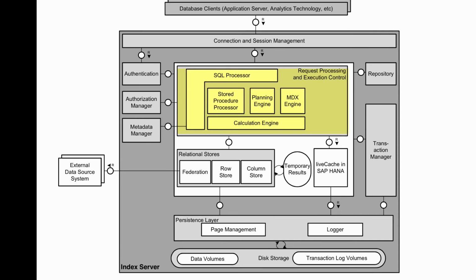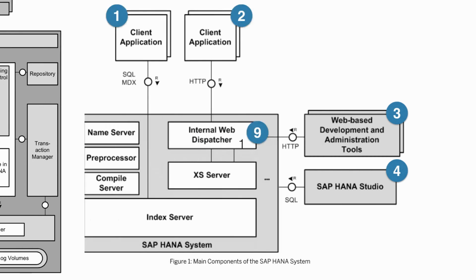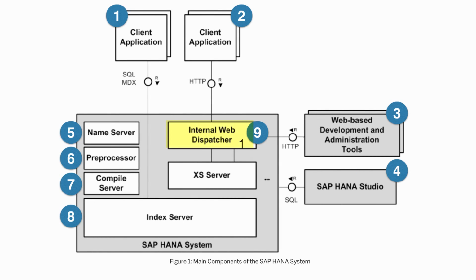And there are the different engines for SQL, MDX, SQL script. There are the different data stores, row storage, column storage. Now, this is just to give you an idea. There's more to it, but that may be the topic of another video. Number 9, the web dispatcher sends HTTP requests to the application server for dynamic content. For static content, images for example, it will serve these directly to the client. It's just a regular web server.